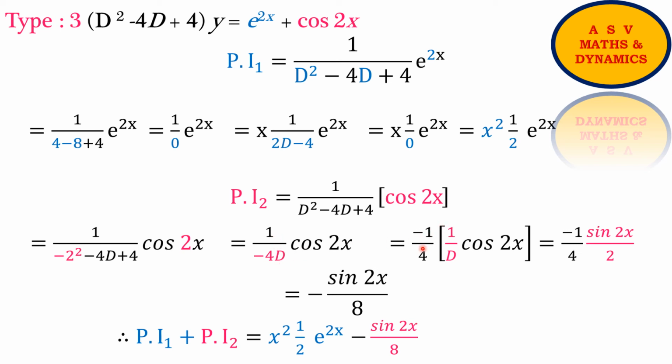So negative 1 by 4, 1 over d cos 2x means you have to do the integration, and you can get the value minus 1 over 4. It is the integration of sin 2x divided by 2. You have to multiply the values, and you can get the pi2. So this is a pi1, this is a pi2. Likewise you have to write the answer in the problem.